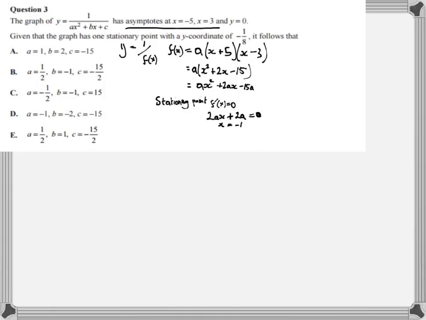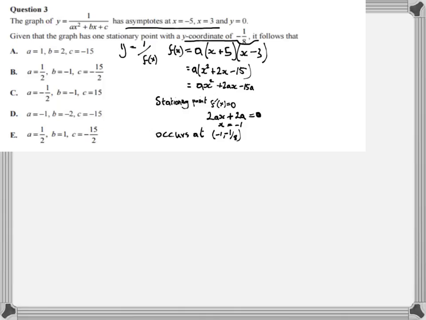Now that's very useful, because now I know the whole coordinate where the stationary point occurs. I have it occurring at x equals -1, but from the information in the question, I have the y coordinate of the stationary point is -1/8. So that's the whole x and y coordinate of our stationary point.